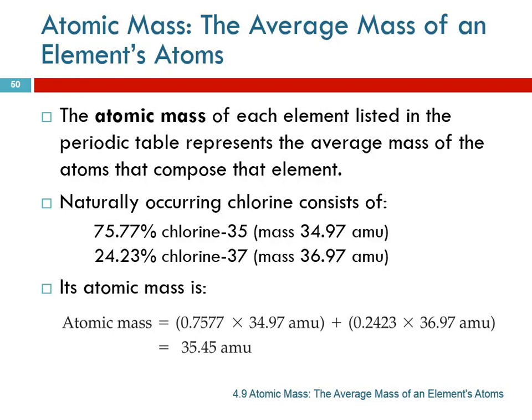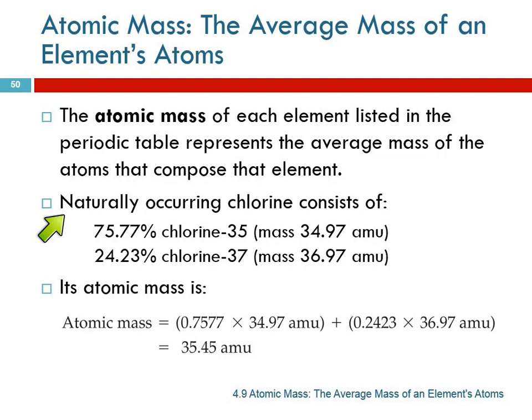Normally, when you calculate an average, you take the mass of each thing and you add them all up and you divide by the total number of atoms. Well, if you're dealing with 3 gazillion atoms, that's not going to work. And so we use a weighted average to make the math easier.